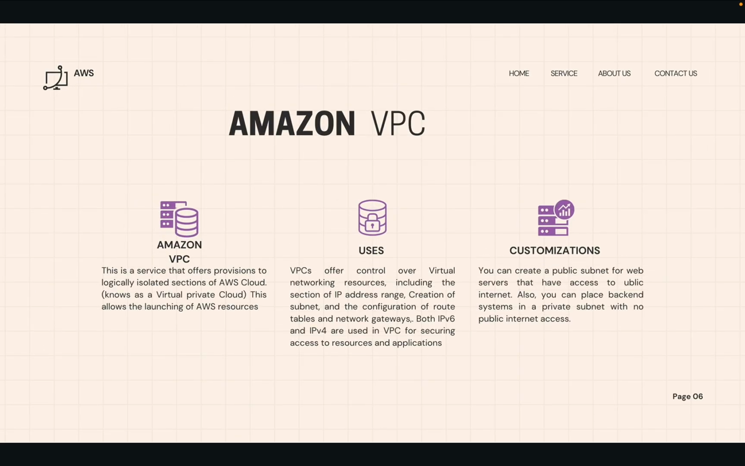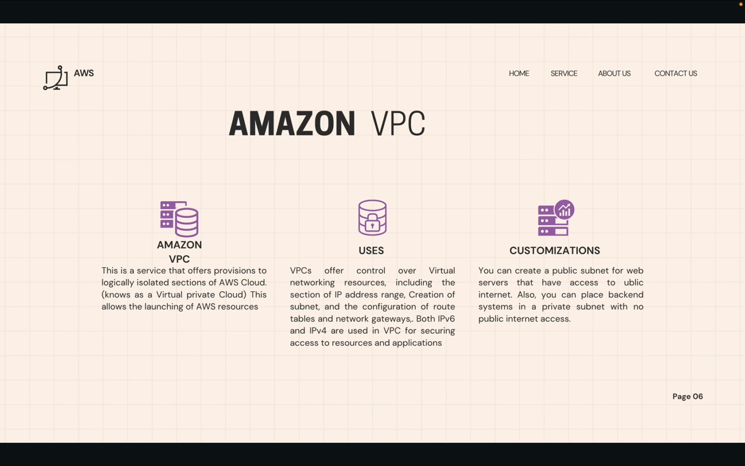Amazon VPCs. This is a service that offers provisions to logically isolated sections of the AWS cloud, known as Virtual Private Cloud. This allows the launching of AWS resources. VPCs offer control over virtual networking resources, including the selection of IP address range, creation of subnets, and the configuration of route tables and networking gateways.